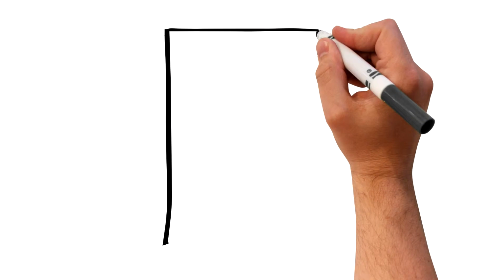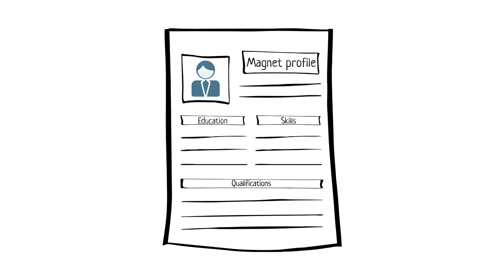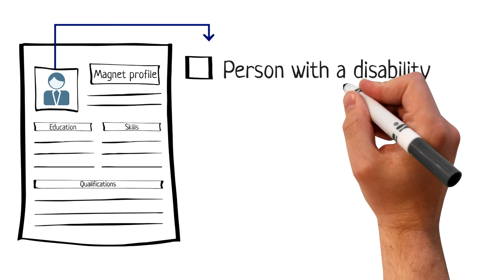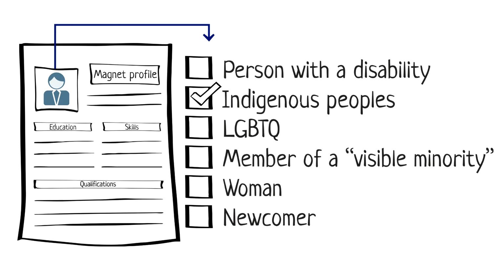As a job seeker, I can build a Magnet profile that not only highlights my education, skills, and qualifications, but allows me the opportunity to privately and securely self-identify with any relevant employment equity category.